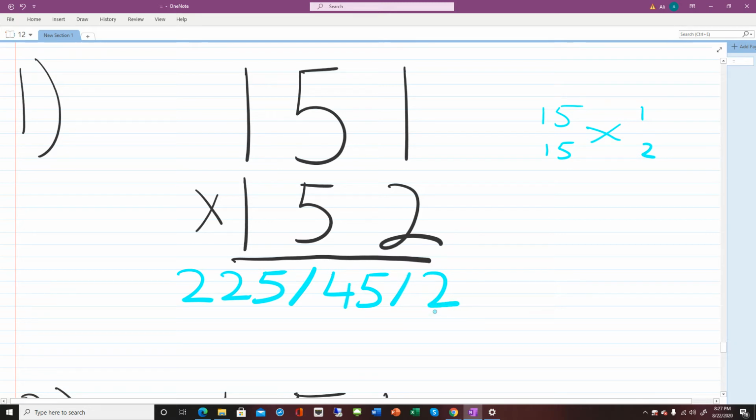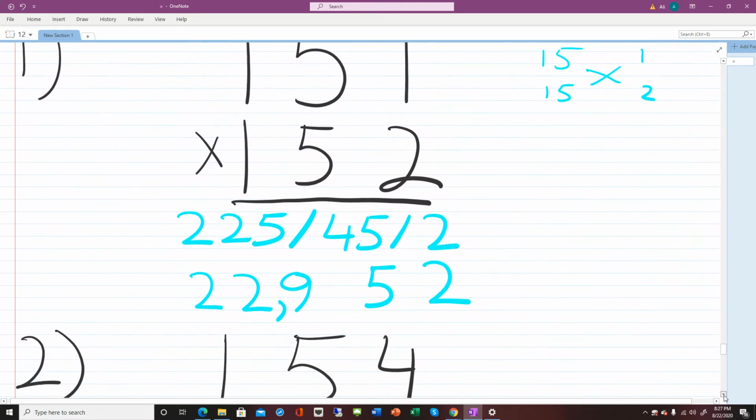Now I'm going to keep the units digit and carry the tens digit. So keep the 2, keep the 5, but I need to carry the 4. 225 plus 4 is 229. There's my answer. I'm done. Okay, 22,952. Okay, let's go down.